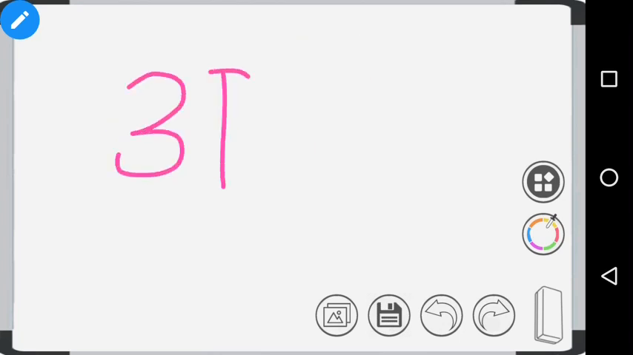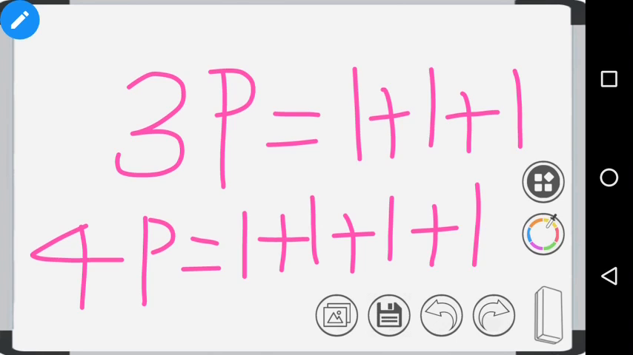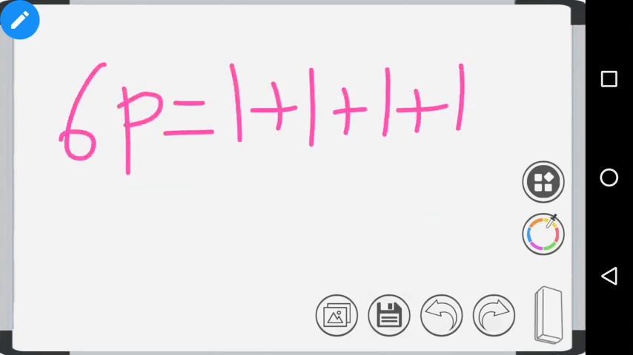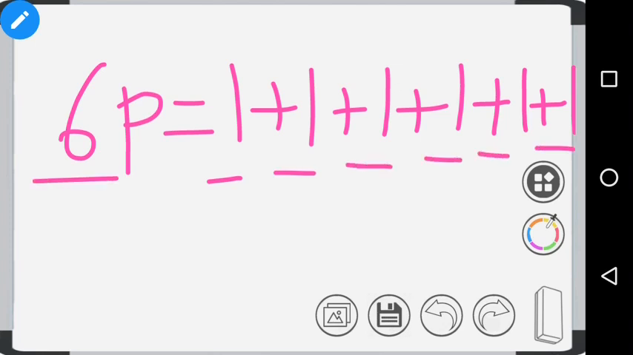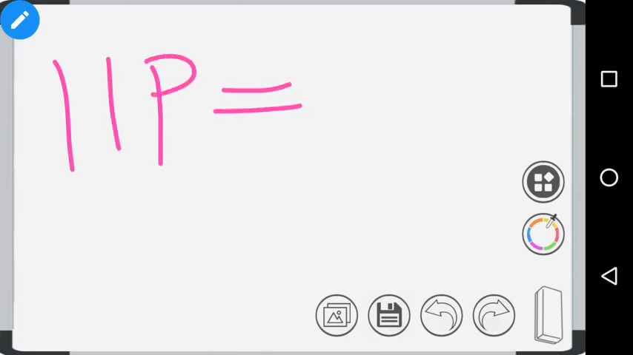For example, for 3 protons, 1 plus 1 plus 1. If there are 4 protons, 1 plus 1 plus 1 plus 1. If there are 6 protons, then 1 plus 1 plus 1 plus 1 plus 1 plus 1, so 6 positive charges. Each positive charge can be represented by plus 1. So 1, 2, 3, 4, 5, 6, 6 protons are there. Like that, 11 protons I am giving as plus 11.